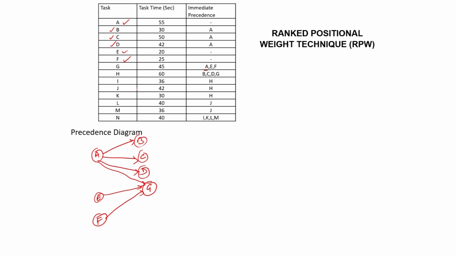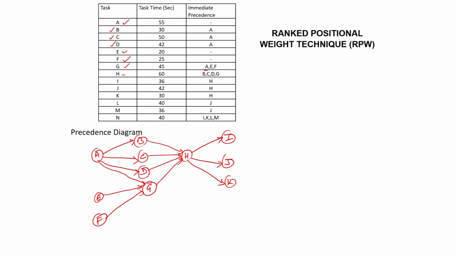Now, let us see what happens next. There is an element H. Now, next is the element H. H can be done once B, C, D and G are carried out. So, I will write H here and I will connect them to H. So, I will do H only when these have been done. Now, once H is done, I can take I, J and K, because I, J, K are following task H.